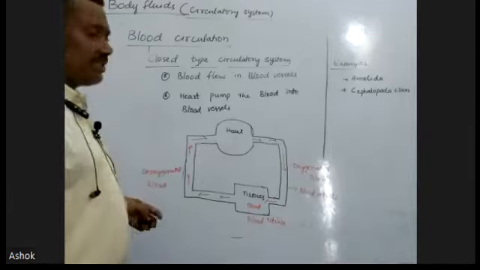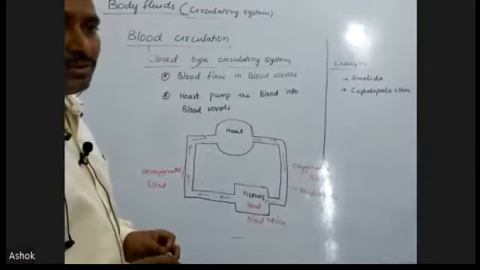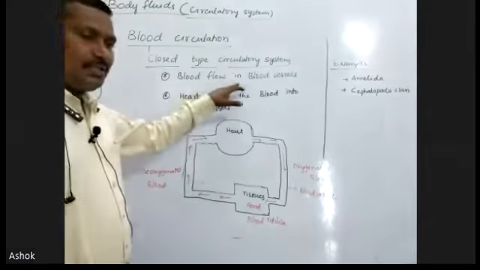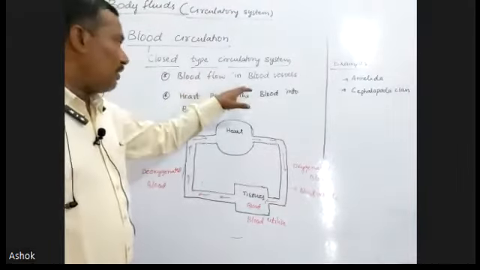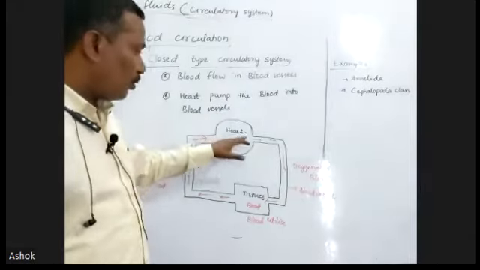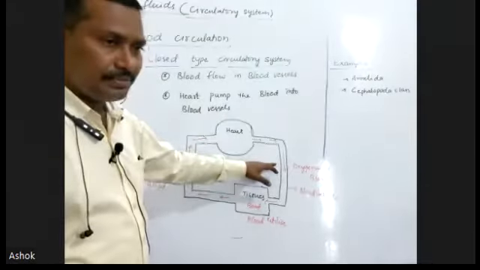Closed type of circulatory system, which we just discussed. In the closed type of circulatory system, the blood flows in blood vessels. The heart pumps the blood into the blood vessels.